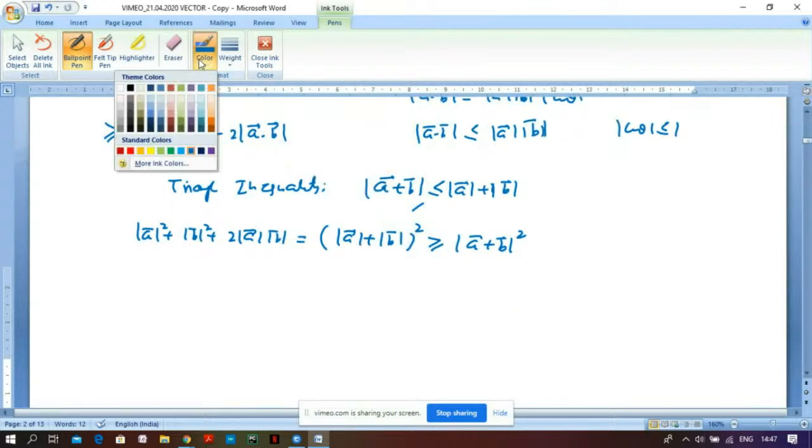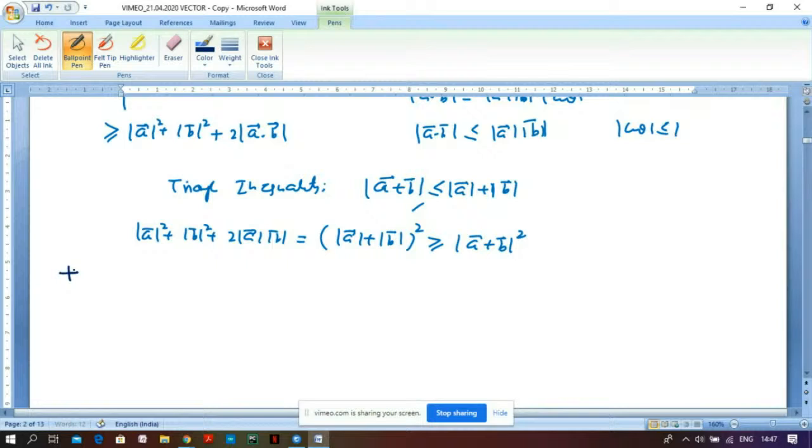The next one is like this. Given P, Q, R, S, they are the 4 points. There are 4 points in a space. So we'll say 3D space.